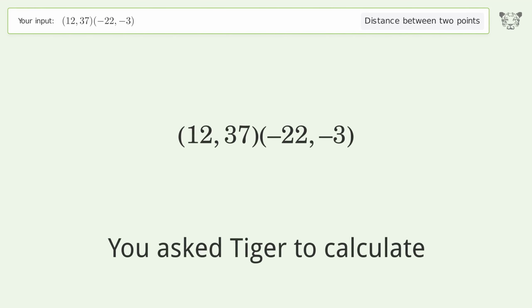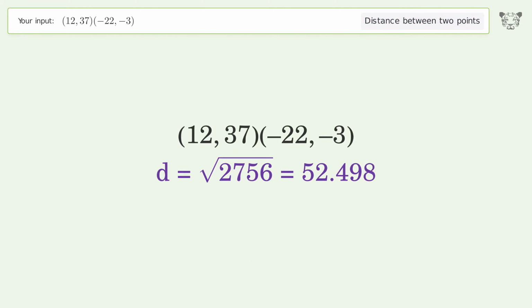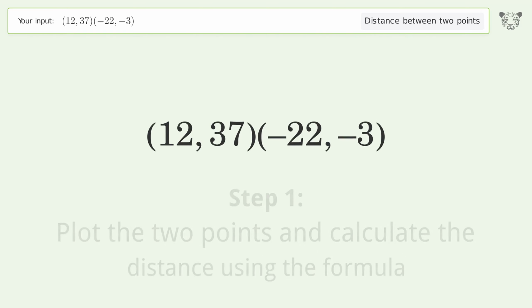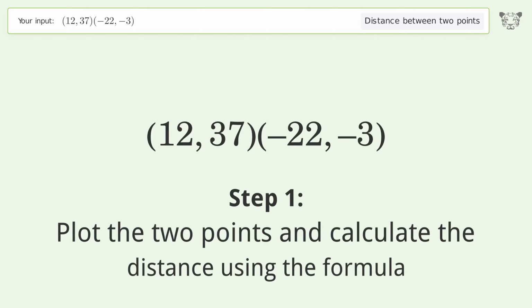You ask Tiger to calculate. This deals with the distance between 2 points. The distance between the 2 points is the square root of 2,756, or 52.498. Let's solve it step by step. Plot the 2 points and calculate the distance using the formula.